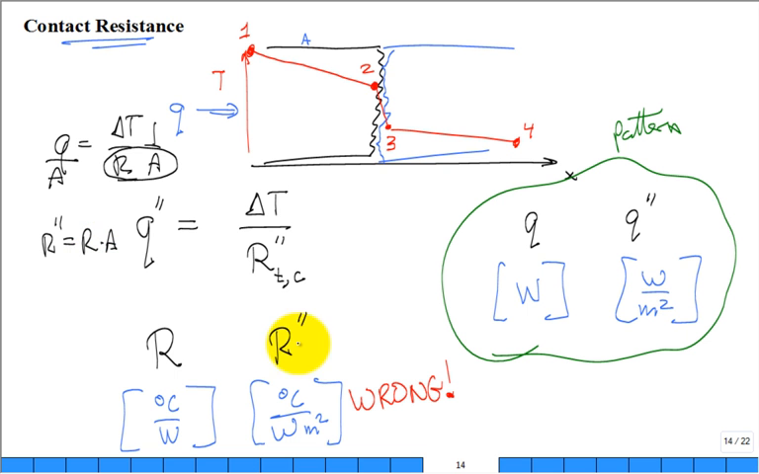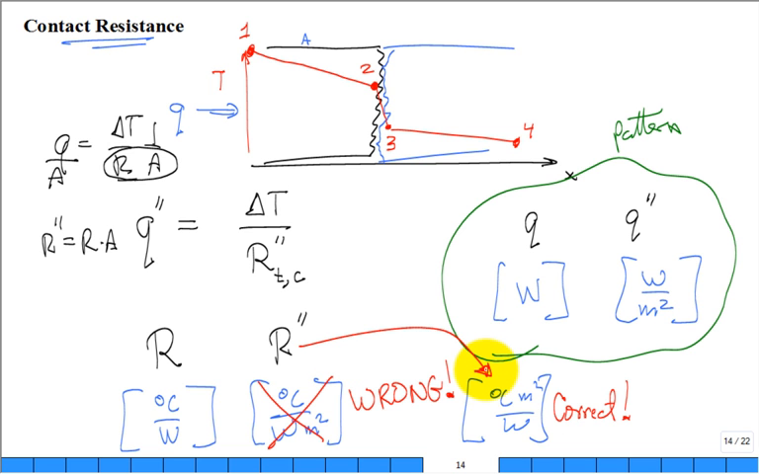Can you tell what the R double prime units are? If this is incorrect, what are the correct units for R double prime in this textbook and a lot of engineering heat transfer literature? Degrees C meters squared per watt, and this is correct. Units for R double prime. Oh, I forgot to put the TC on this. But you understand it's the thermal resistance for contact.